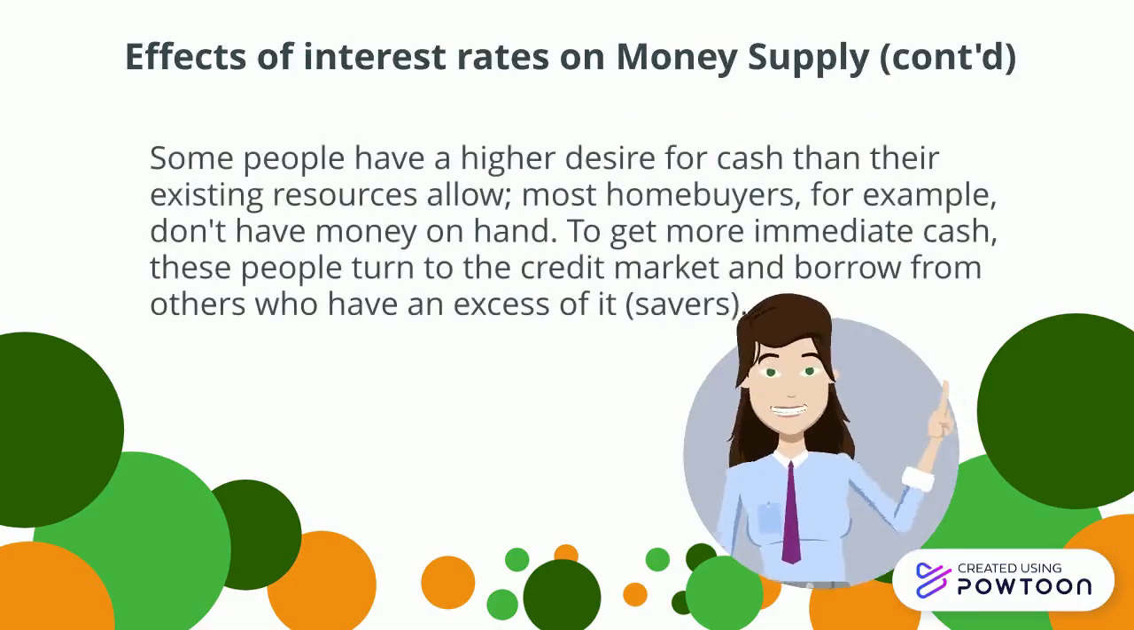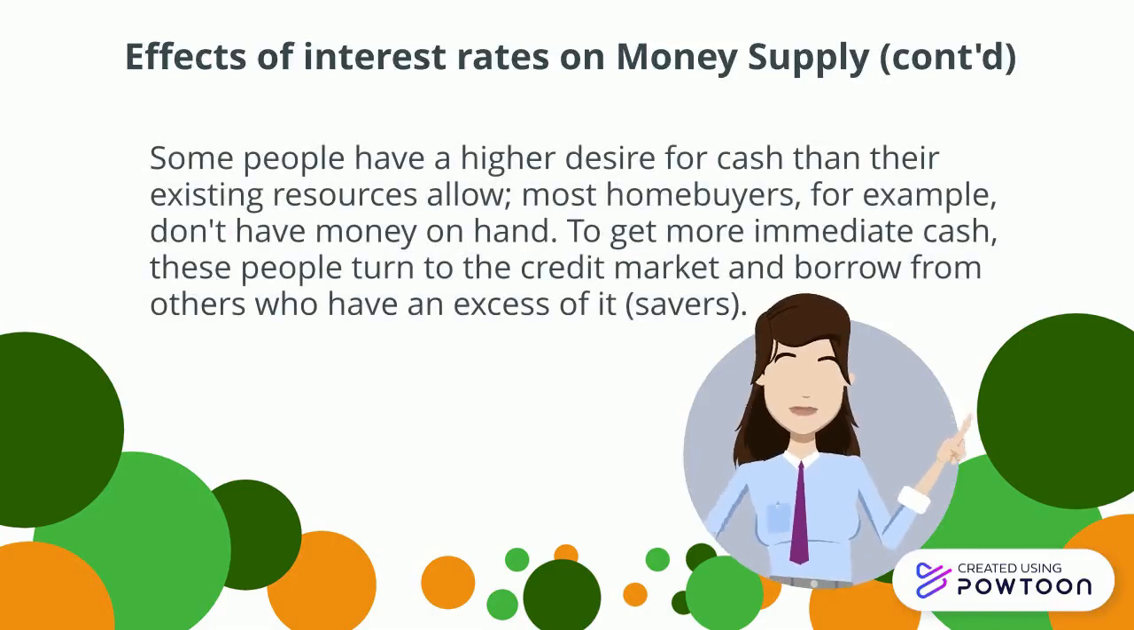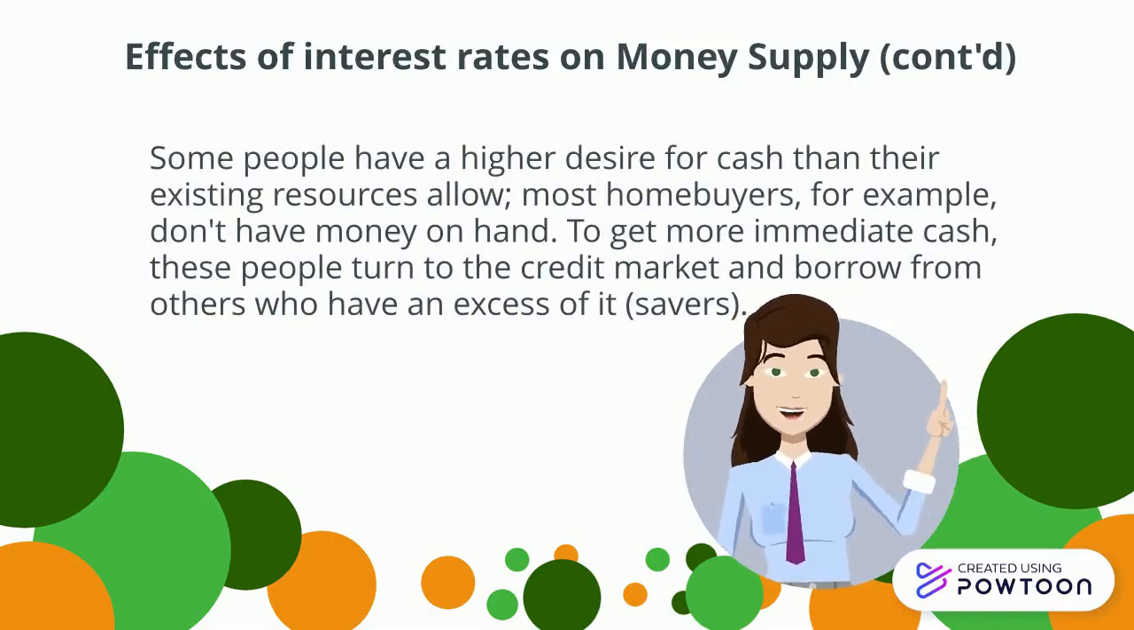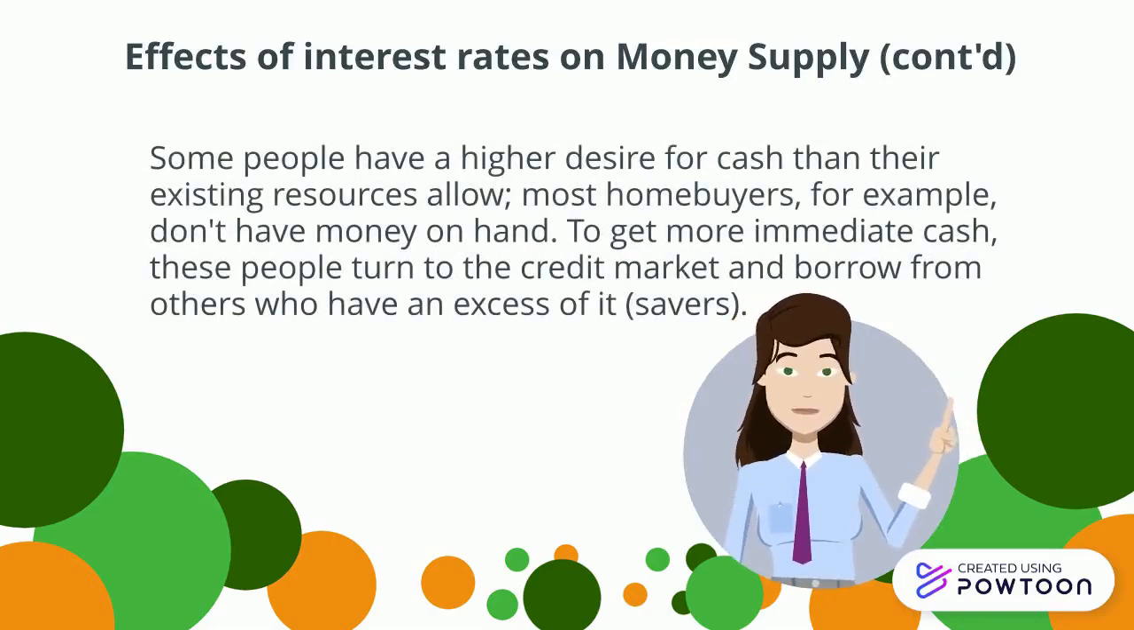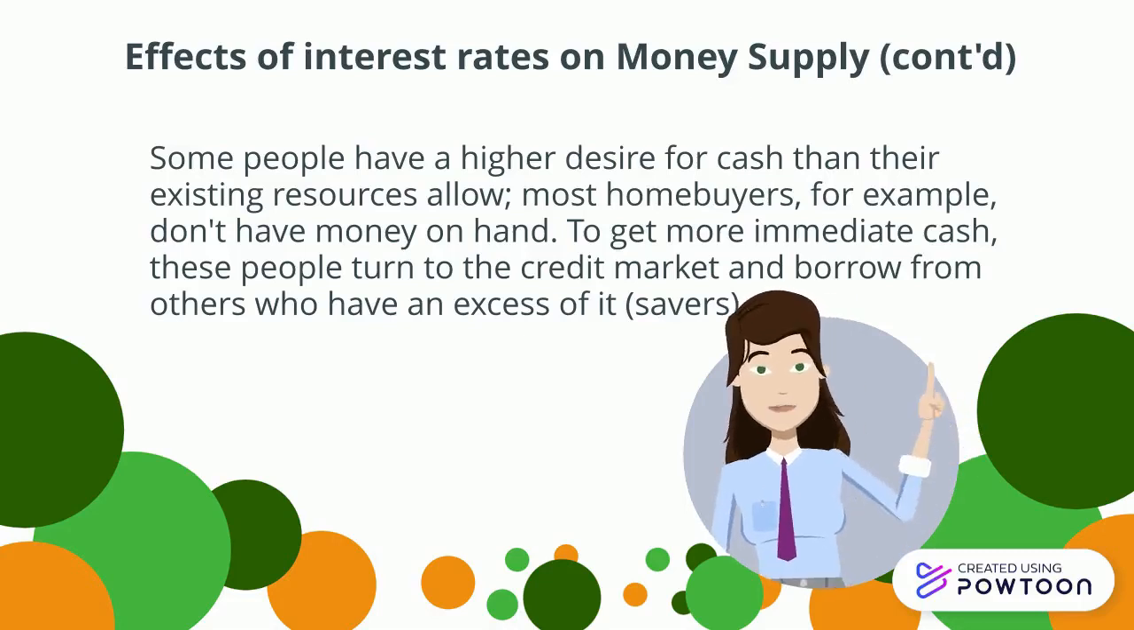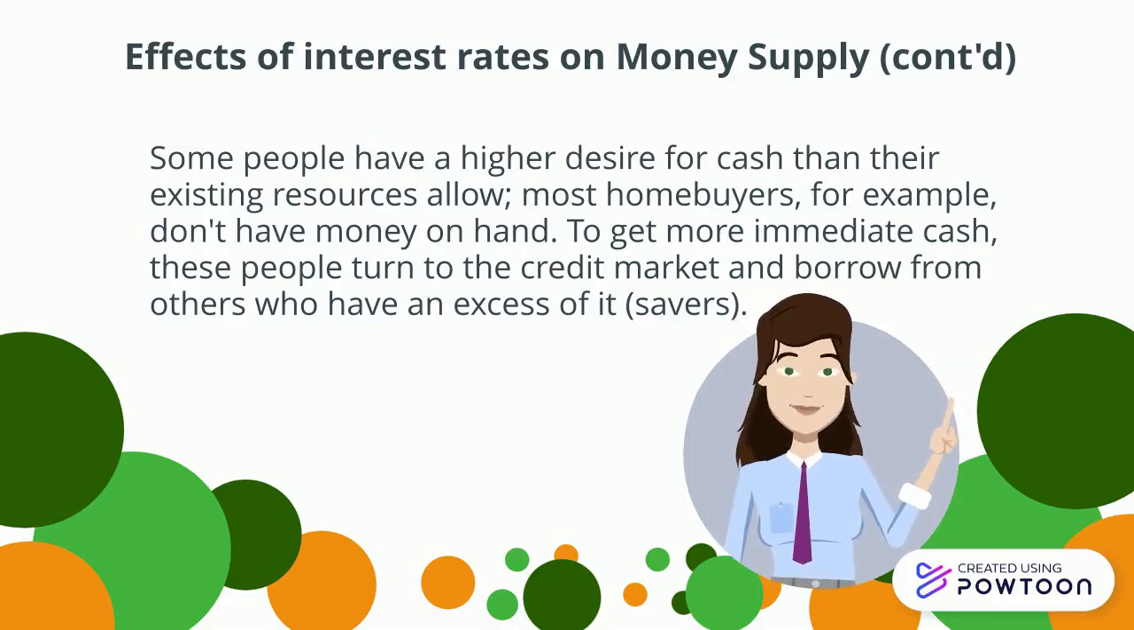In a market economy, supply and demand coordinate all prices, including those for current money. Some people have a higher desire for cash than their existing resources allow. Most home buyers, for example, don't have money on hand. To get more immediate cash, these persons borrow from savers. The cost of borrowed money is determined by interest rates.